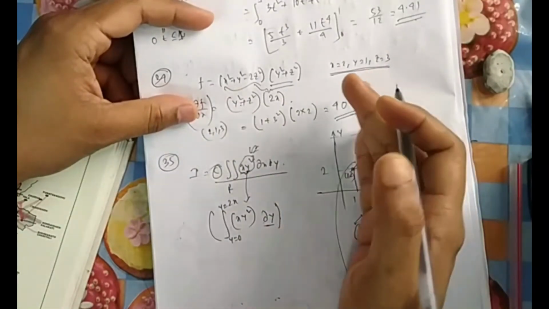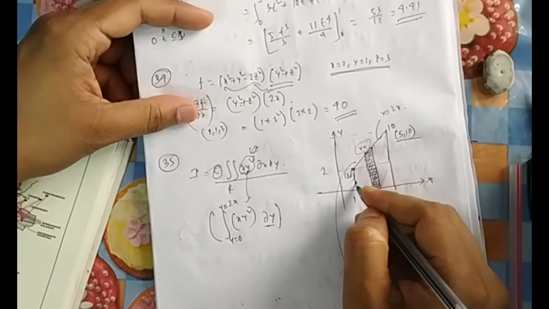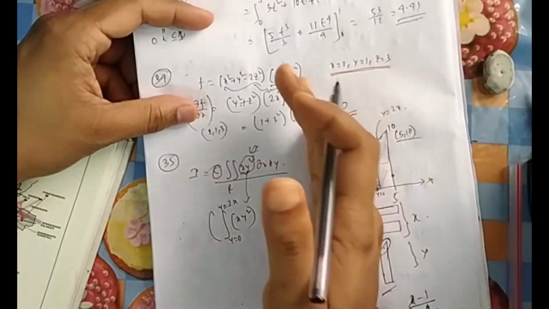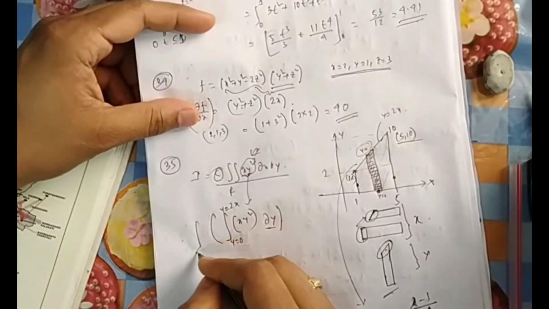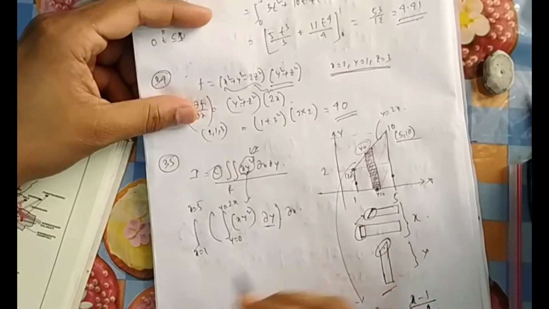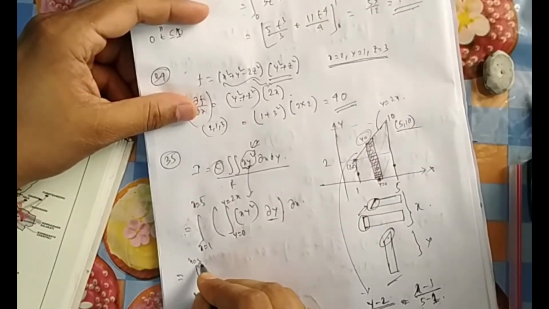How will you sweep it? From here to here you will sweep, so the entire area is covered. From here, what is the value of x? x is 1 here. Here what is the value of x? It is 5. So it will move from here to here, so your x will move from 1 to 5. This one we will do later. So if you do this integration, x is equal to 1 to x is equal to 5.